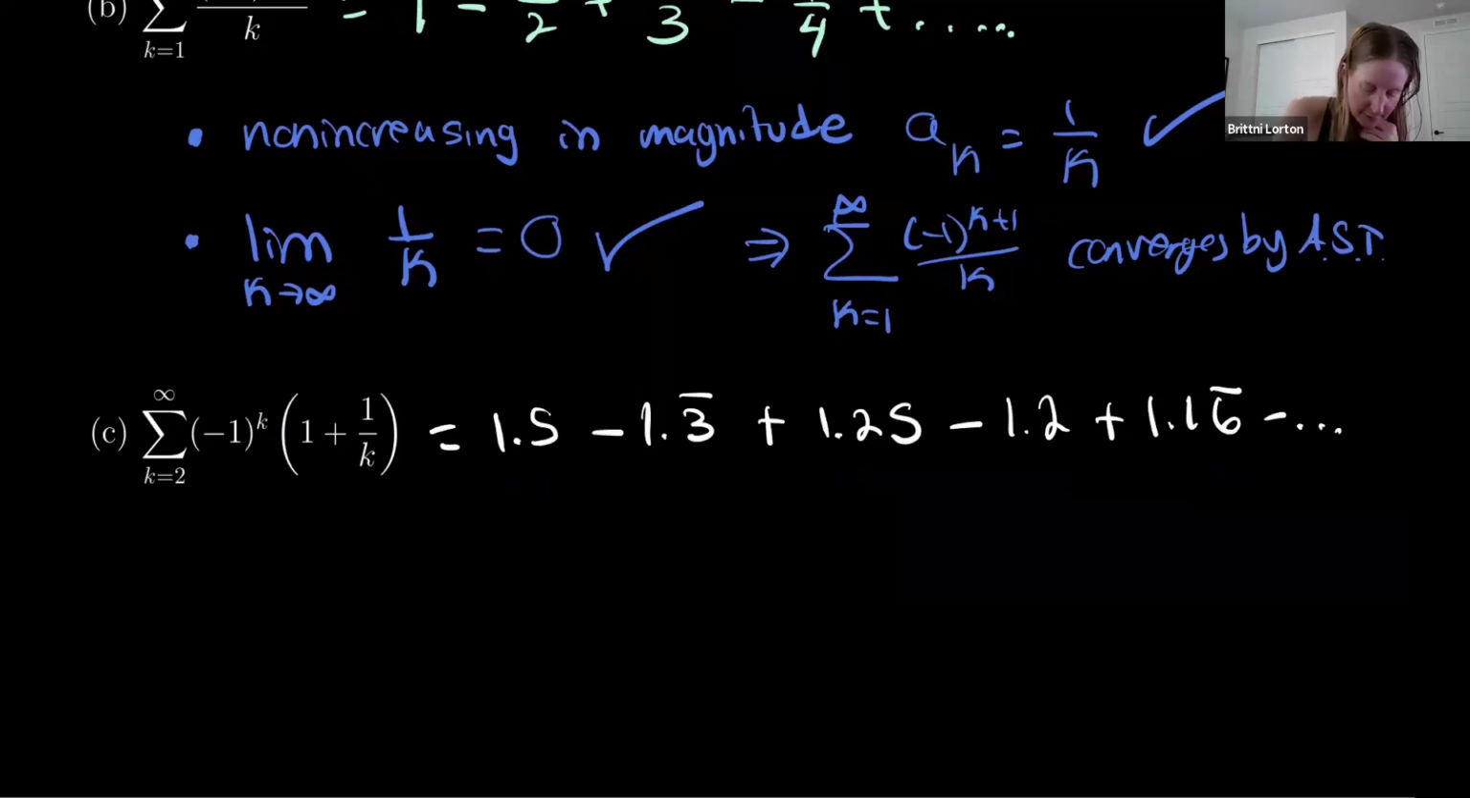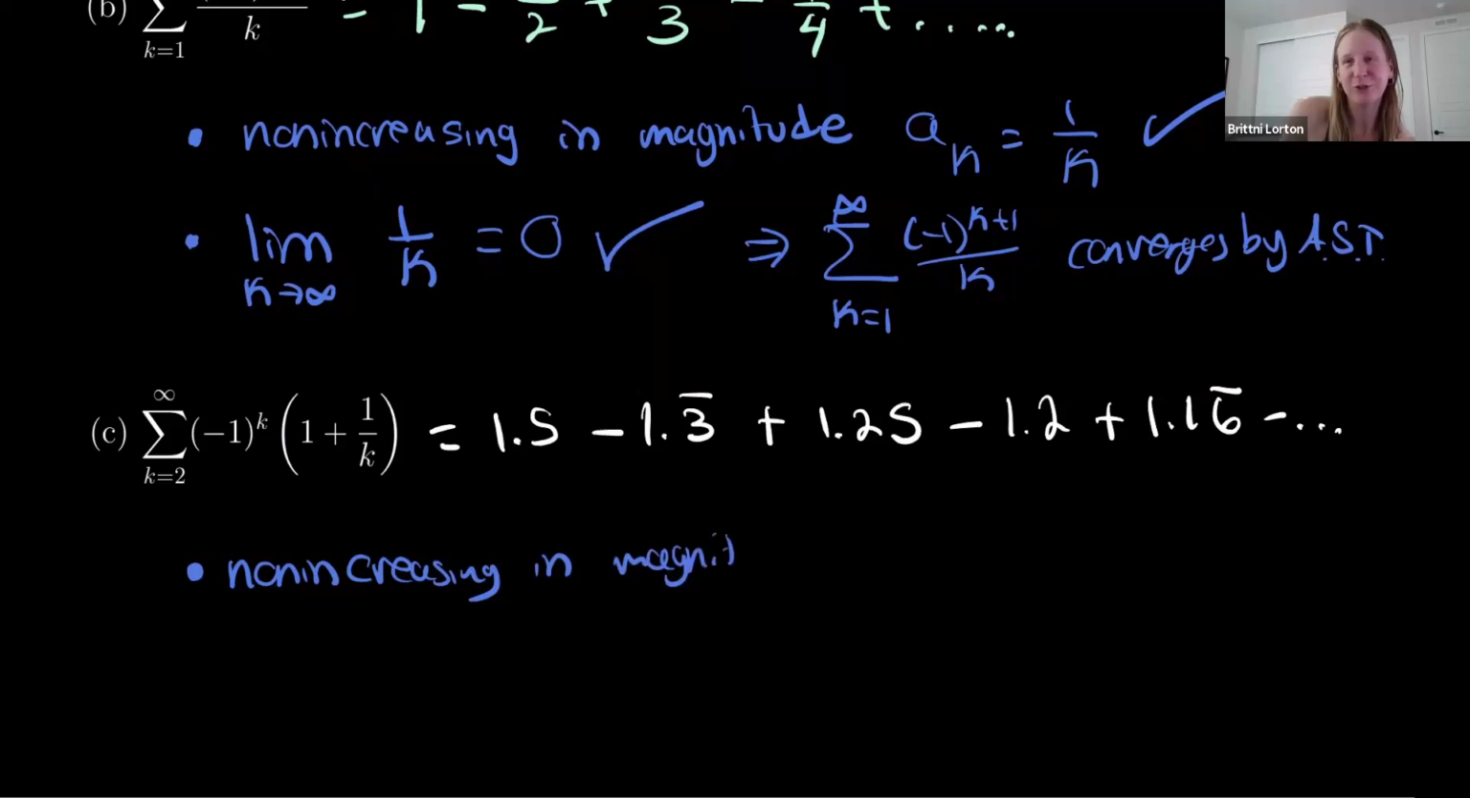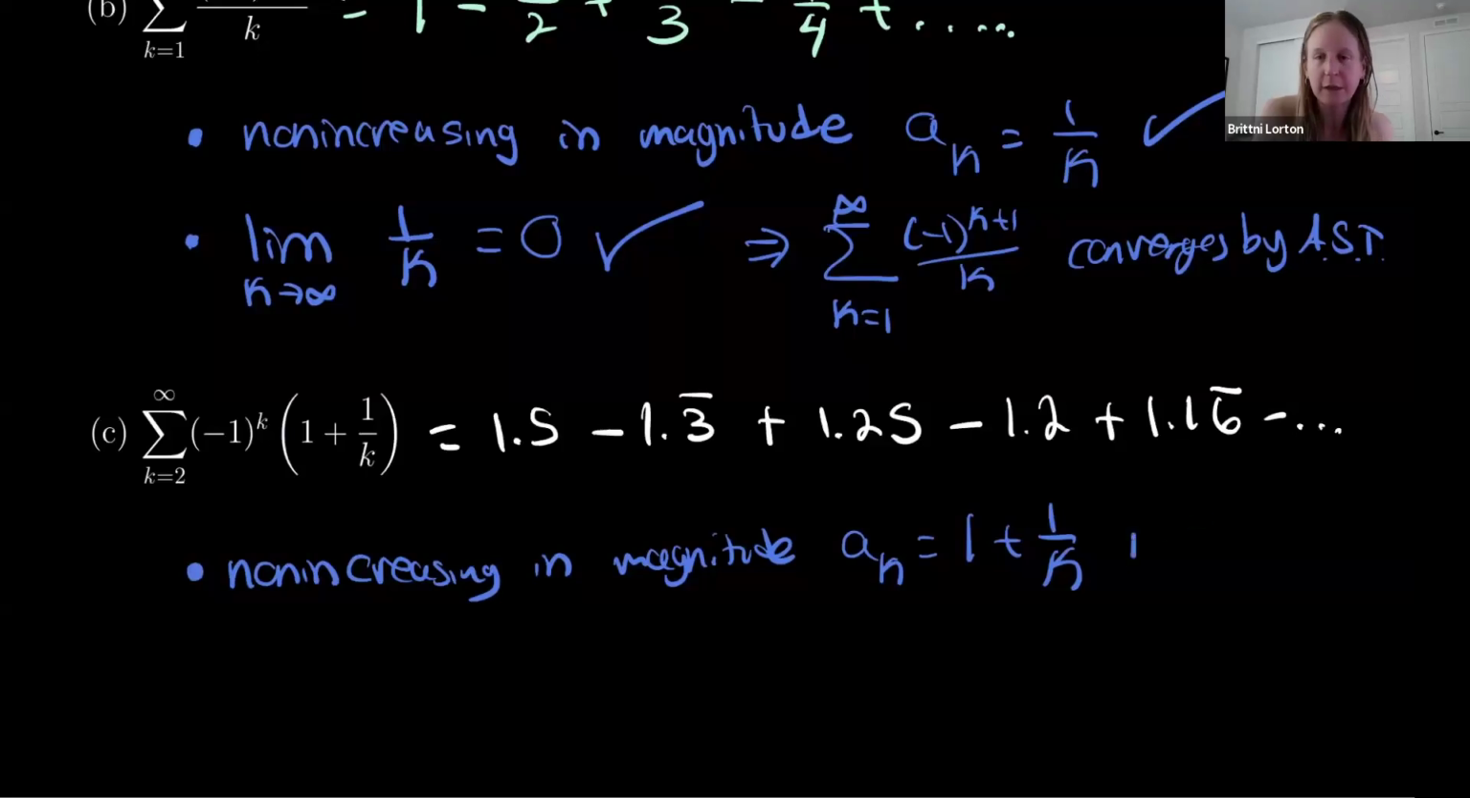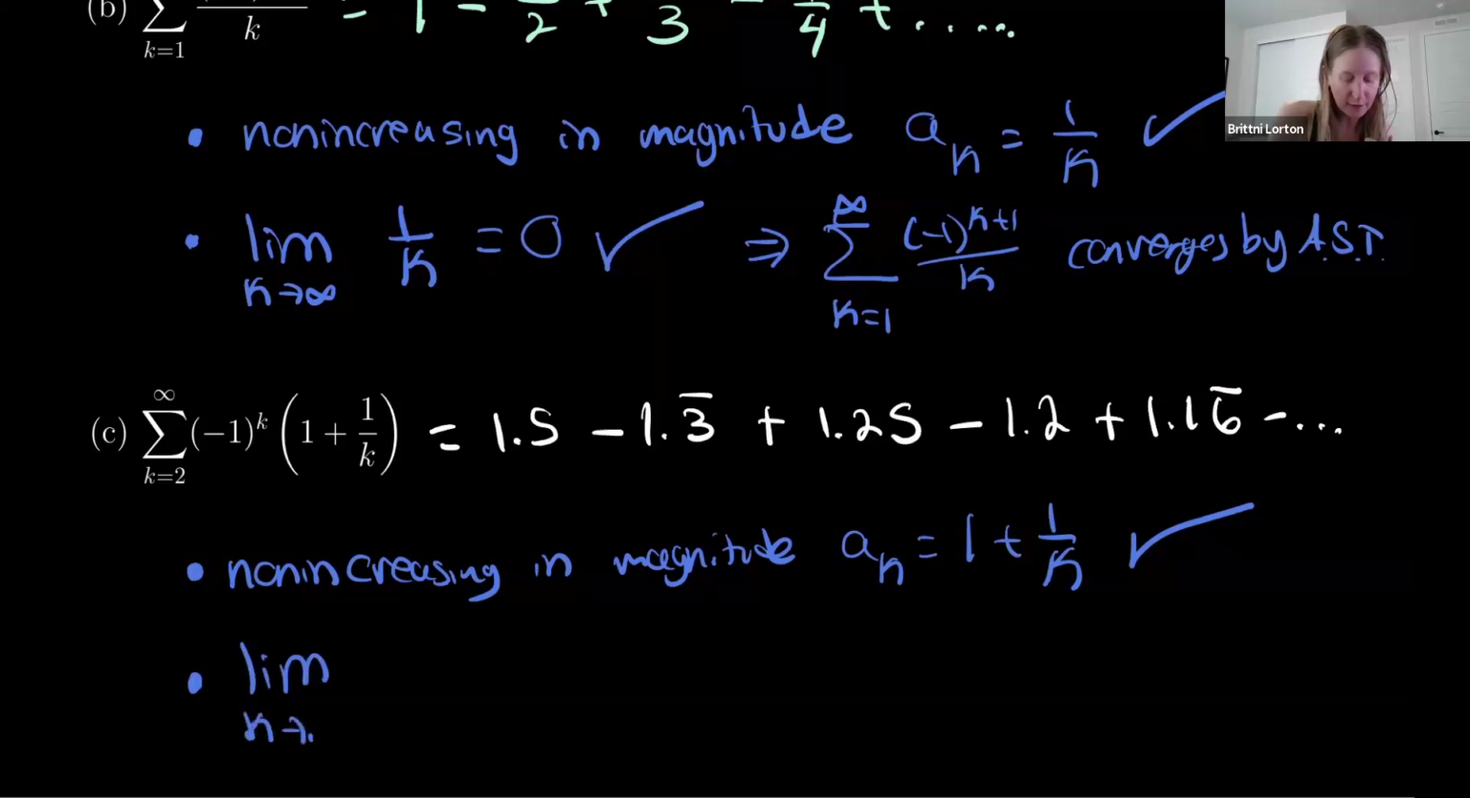Now the first bullet point of my alternating series test is that it needs to be non-increasing in magnitude. Let me look at my a sub k, which is 1 plus 1 over k. Now you might have chosen to graph that if it wasn't as obvious. Maybe you did, maybe you didn't. I decided to look at some terms here. I also graphed it in my graphing calculator so that you can visualize it. I highly recommend that. You can see that those are definitely getting smaller and smaller as k gets bigger, so they are definitely not increasing. Check.